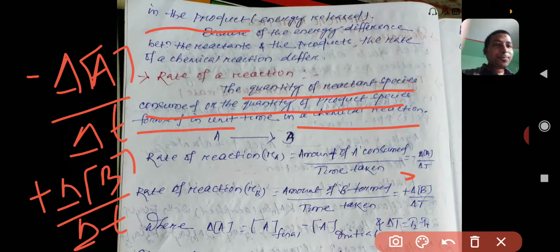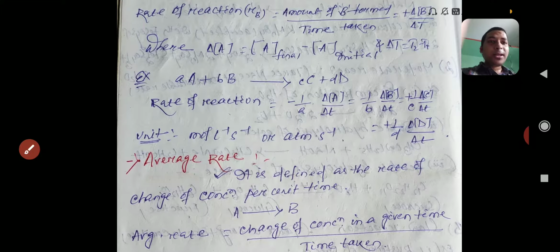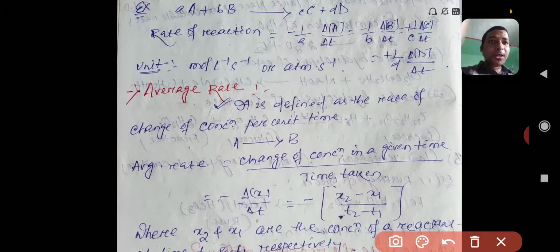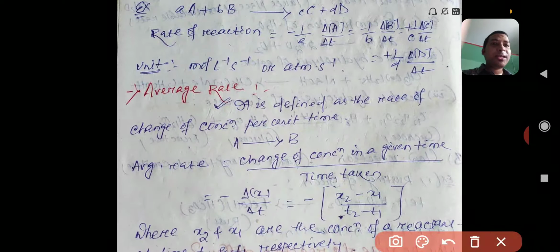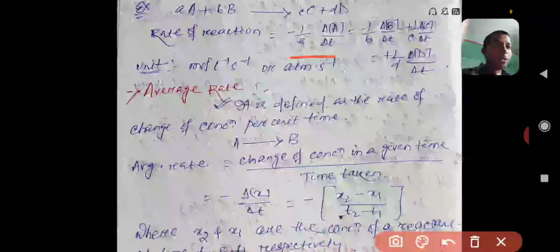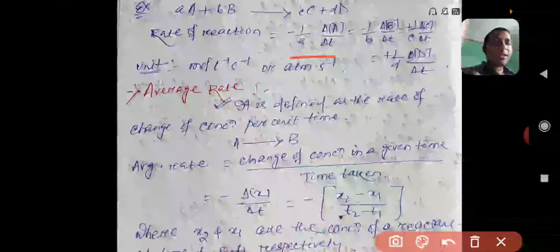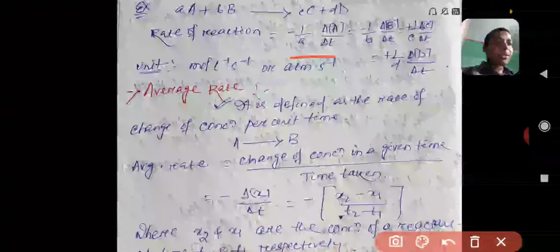Clear? And now for a general equation of the type aA plus bB gives rise to cC plus dD, the rate of reaction is written as minus 1 by a, del [A] by del t. The coefficients will be the reciprocal, and since A is consumed, a minus sign is given before it. So minus 1 by a del [A] by del t is equal to minus 1 by b del [B] by del t, equal to plus 1 by c del [C] by del t, equal to plus 1 by d del [D] by del t.